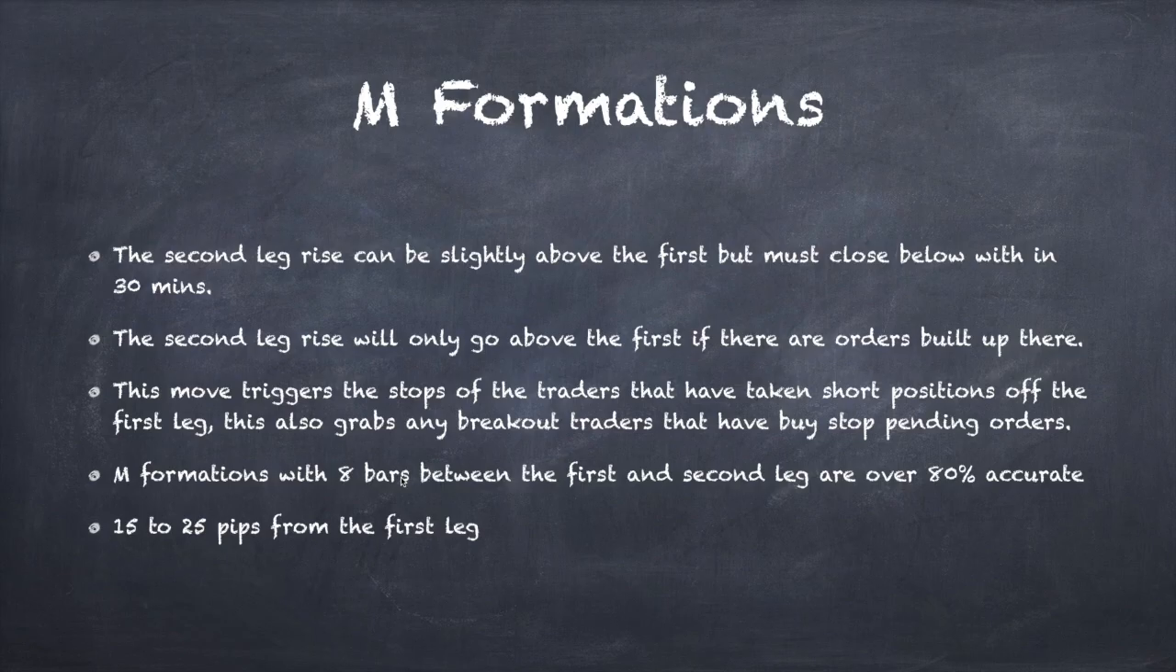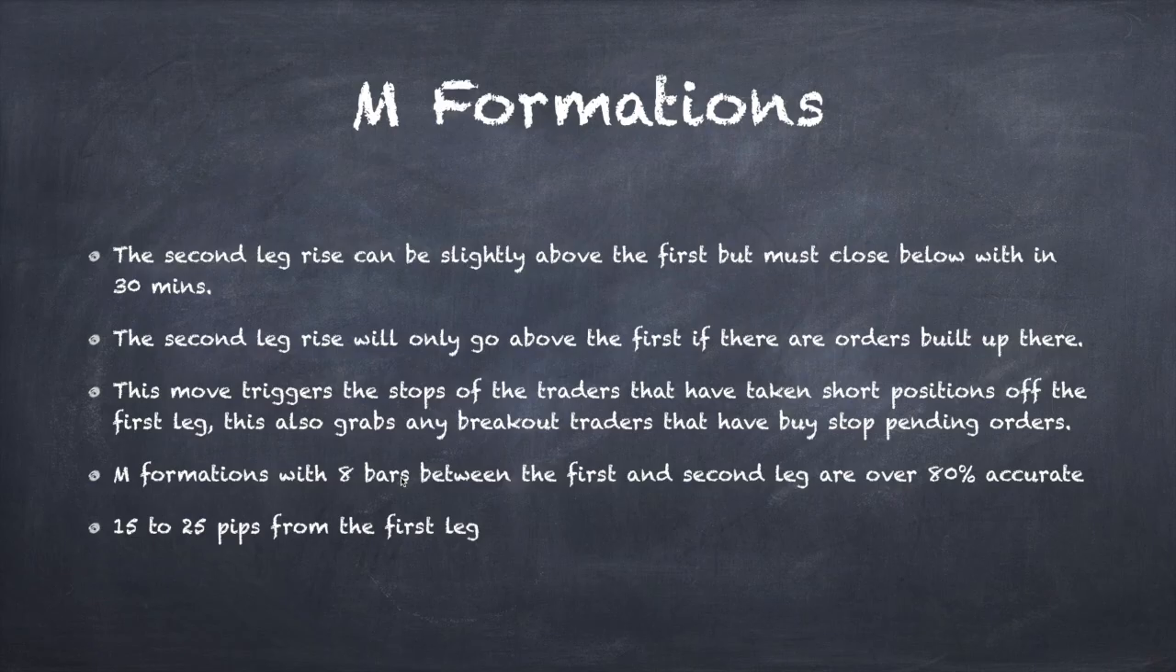If you want to find the really high accurate trades, you want to find those second leg M's, look for ones that have 8 bars between the first and second leg, and look for the ones that are at least 15 to 25 pips from the top part of the first leg. Talk about being picky. That's being picky.